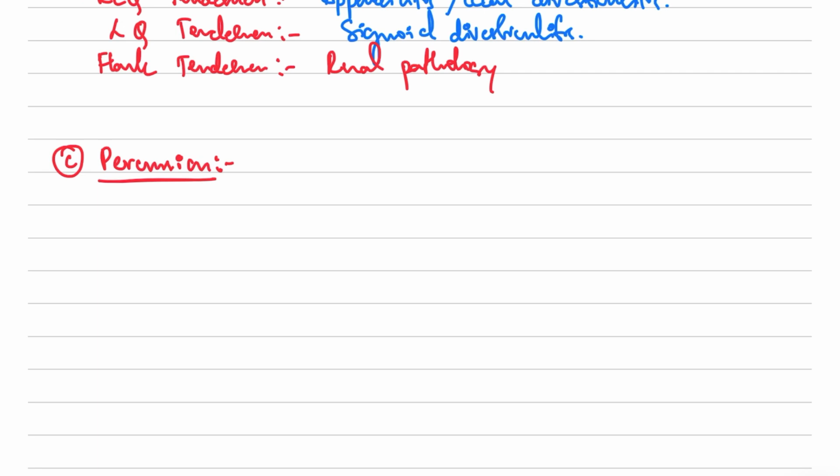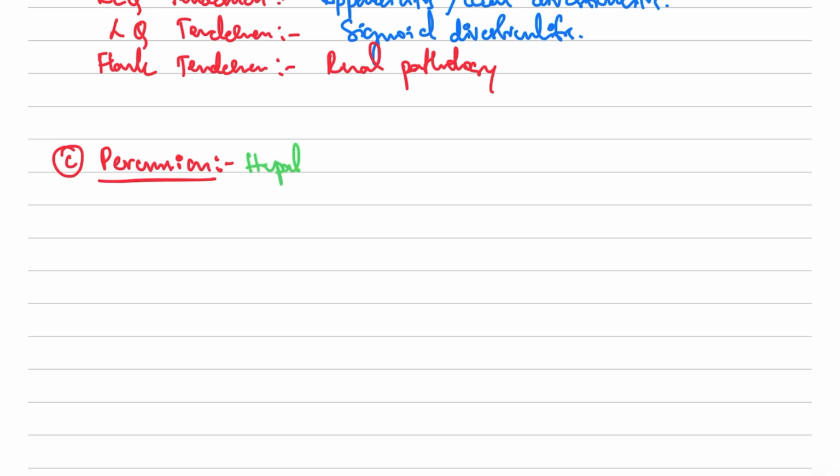Okay, what do you see in the percussion? In the percussion you are going to find if the patient has hepatomegaly or splenomegaly, if he is having ascites, and if he is having ascites, is there any shifting dullness present? So these are all the things you are going to look at in the percussion. So what does it indicate?